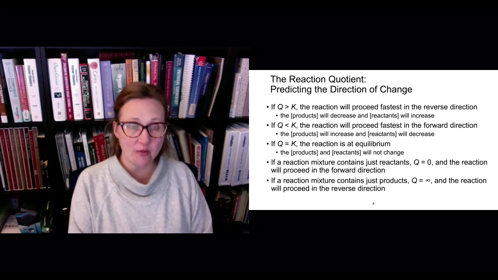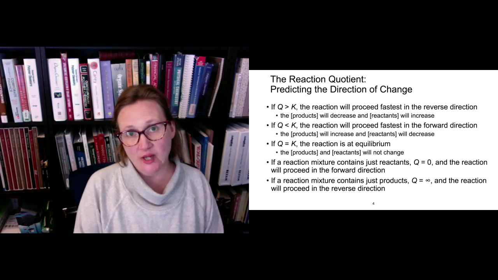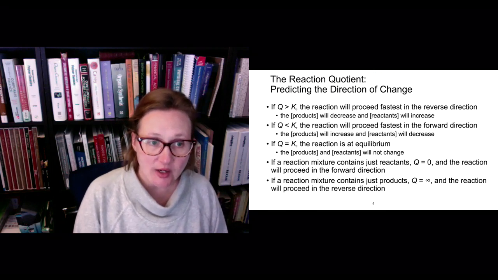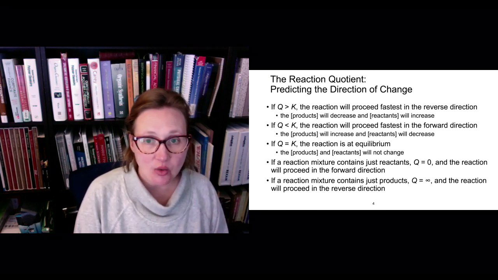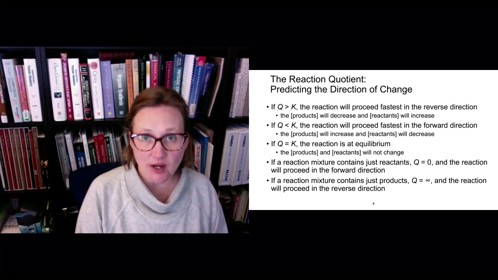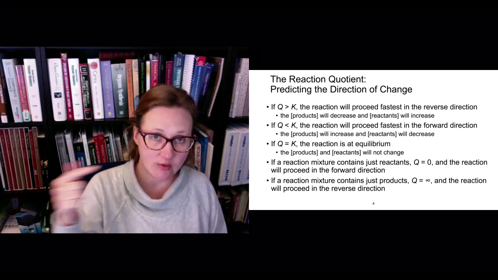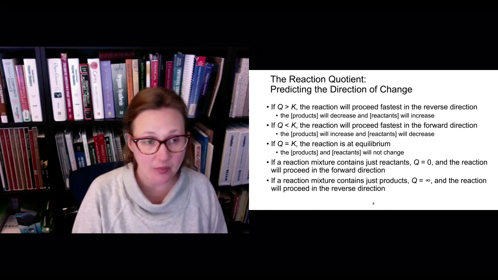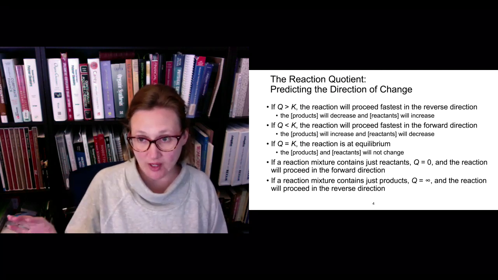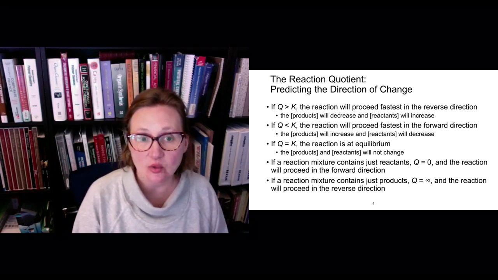All right, so when we want to predict the direction of a change, we want to compare the reaction quotient to the equilibrium constant. If Q is greater than K, the reaction is going to proceed in the reverse direction. What that means is the products are going to decrease while the reactants increase, so it's going to go in the reverse direction, or to the left. If Q is less than K, then the reaction is going to proceed in the forward direction, or to the right. So the concentration of products will increase and the concentration of reactants will decrease.